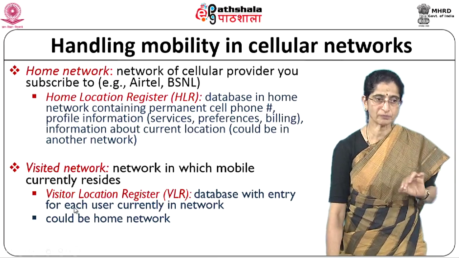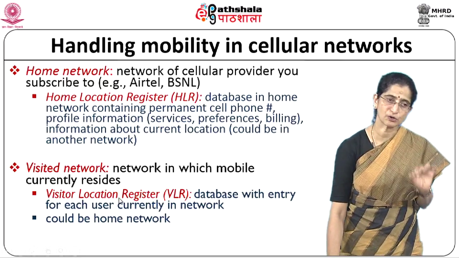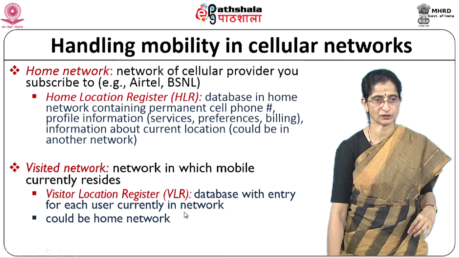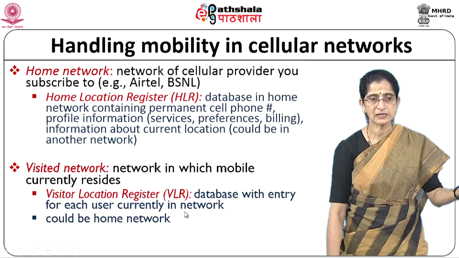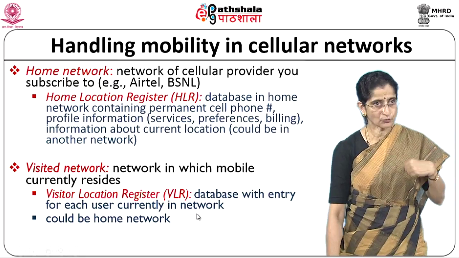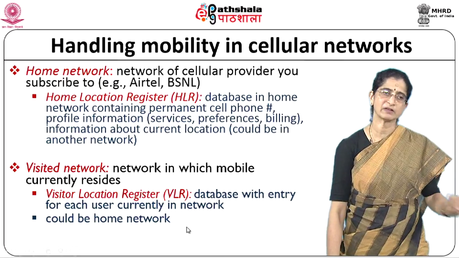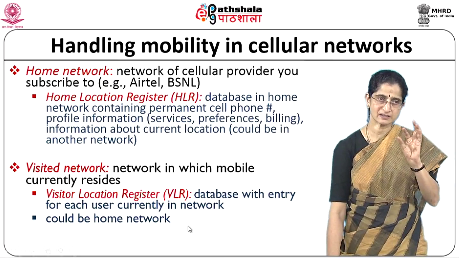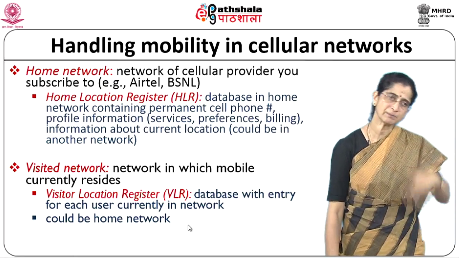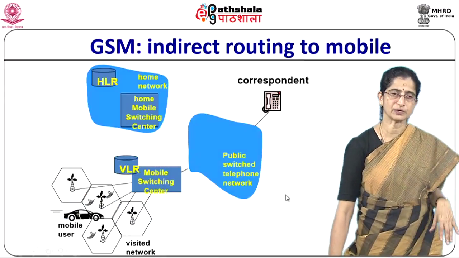At every network, there will be something called a visitor location register, which keeps track of the users who are currently in that particular network. So when I'm roaming in Delhi, for instance, my information will be in the VLR at Delhi. Even if I'm in my own home network, that information also will be at the VLR in my home network. So the VLR has complete details about all the people who are in that particular area, who belong to that same area, plus those who are visiting. Okay, that's the idea. Now let's look at how the routing will get done.